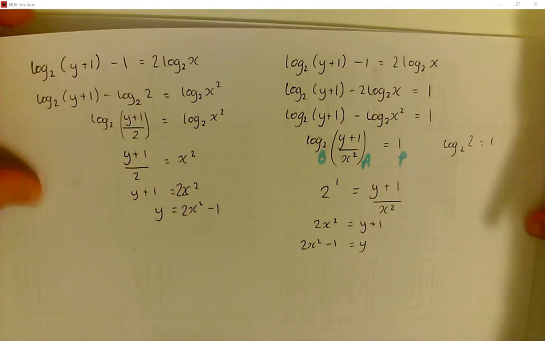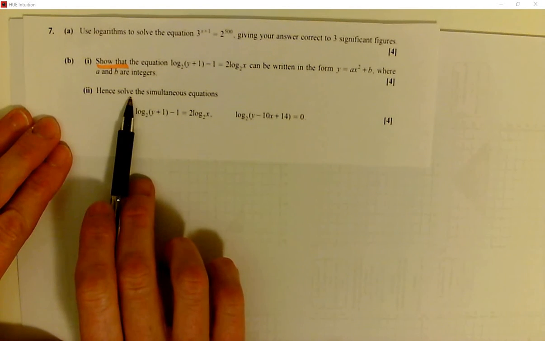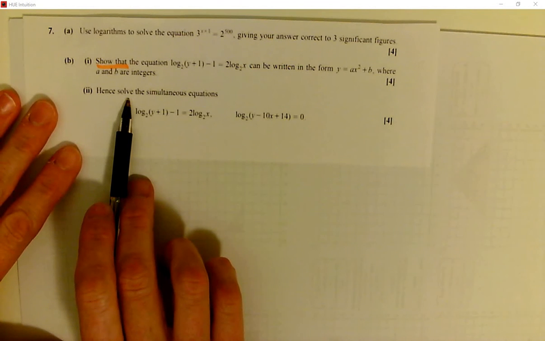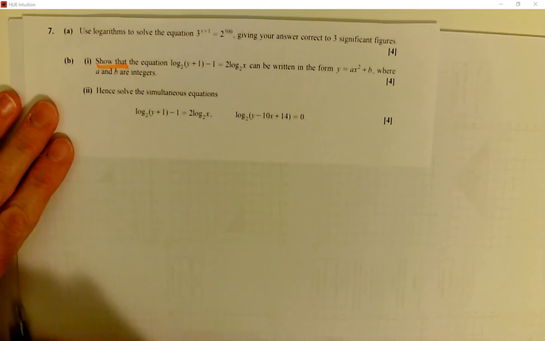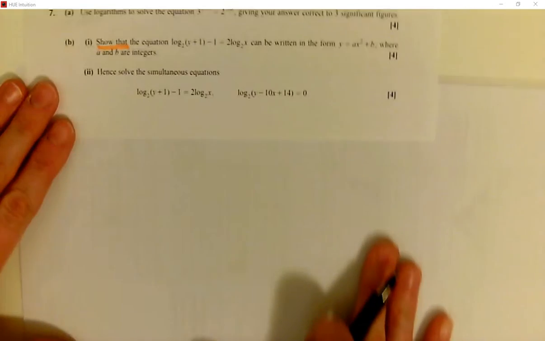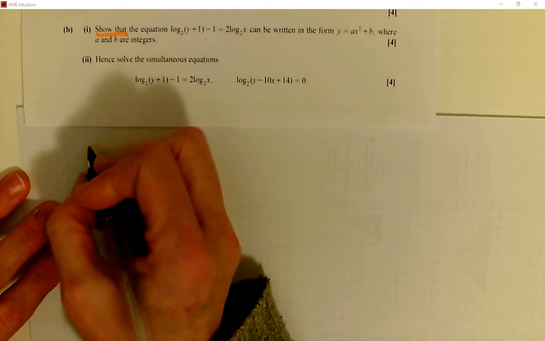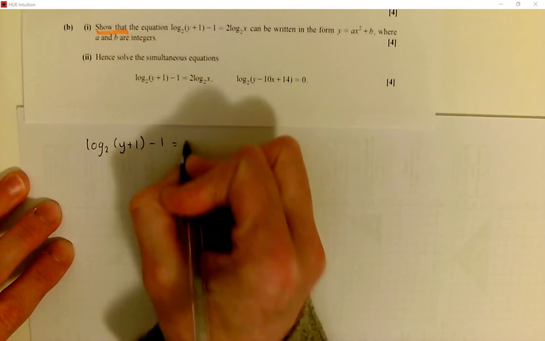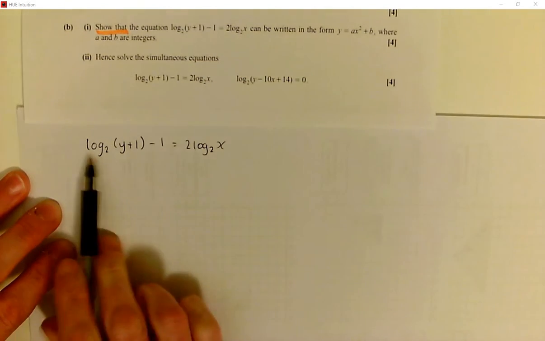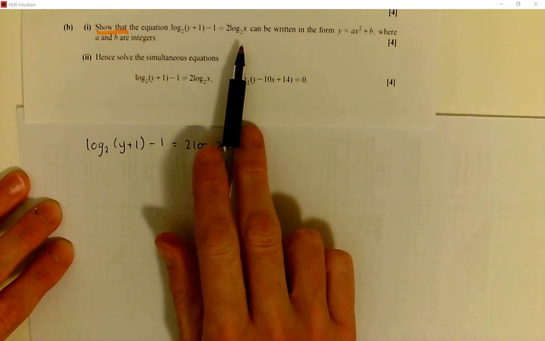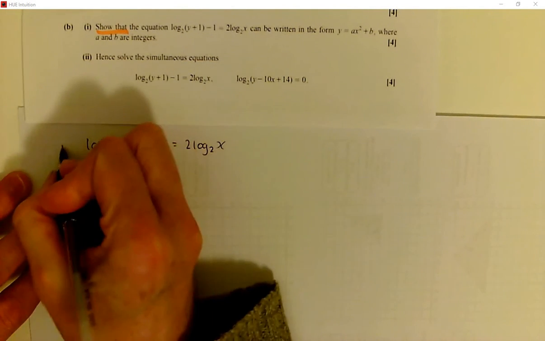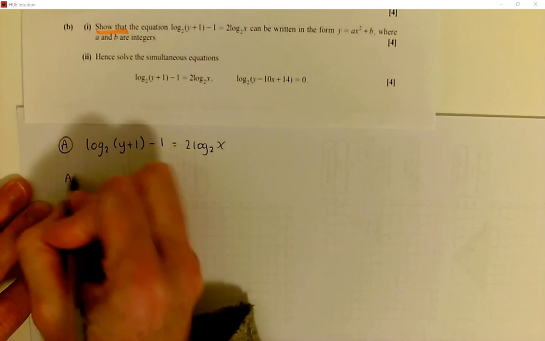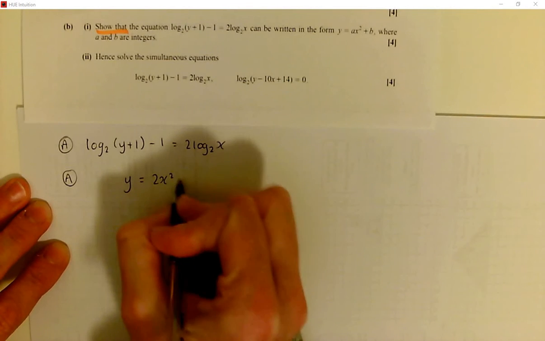Right, let's have a look at part b. So this is quite a challenging question. We've got a "hence, solve". Now there's not a "determine", there's not a "show that", so you are allowed to use your calculator to help if you want to, but "hence" means you need to use your previous answer. So what are we hensing? We've got simultaneous equations: log base 2 of (y plus 1) minus 1 equals 2 log base 2 of x. We should recognize that equation from the previous question, and we established that this, equation A, is exactly equivalent to y equals 2x squared minus 1.